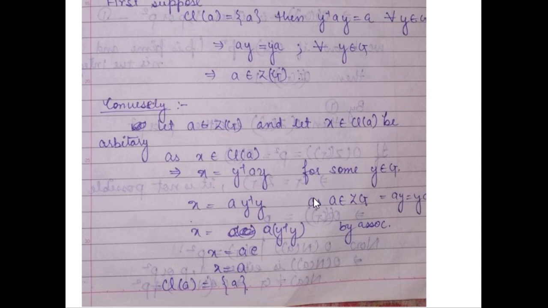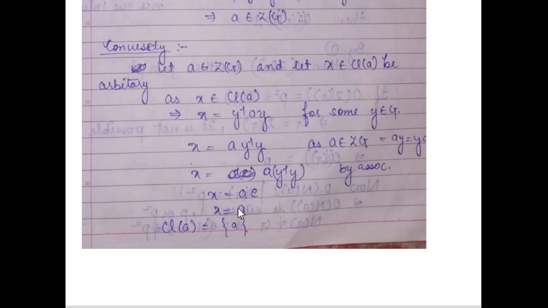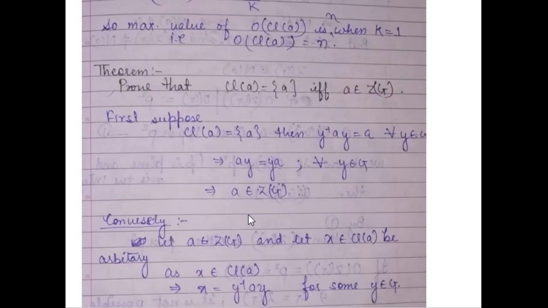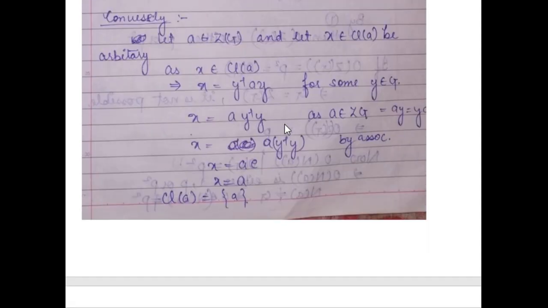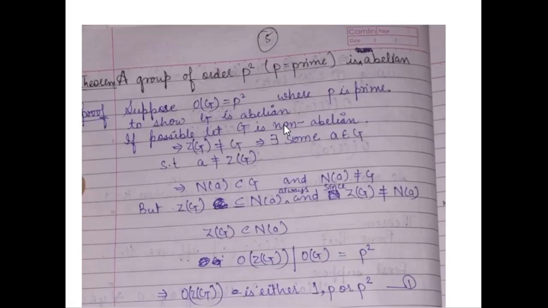Now, since A belongs to Z(G), Ay will be equal to yA. So we put Ay equal to yA. So this will be equal to y inverse y A, which is A into e, and this implies x is equal to A. We can easily prove it. So that's the theorem for both parts. If the class of A has only one element, it is a singleton set containing A only, then A will be an element of the center Z of G.